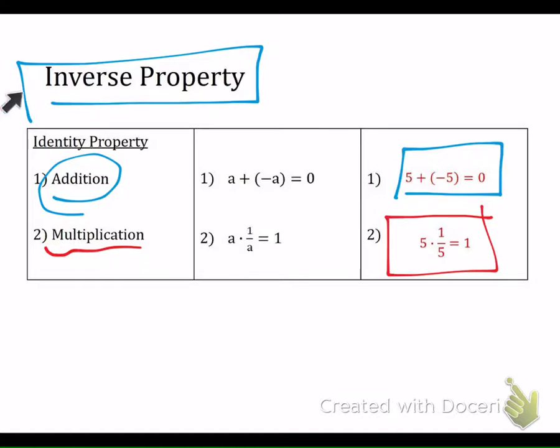Okay, so in your notes, go ahead and write down inverse property. Addition, we add opposites. Multiplication, we multiply inverses.